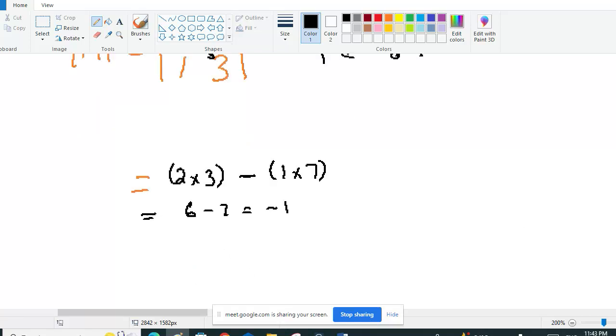Always remember, if the value of the modulus A becomes equal to 0, you will write that the matrix inverse is not possible. But here it is not equal to 0. You can see that it's minus 1, not 0. So I can say that the inverse is possible. Now for the adjoint A part, what will you do?